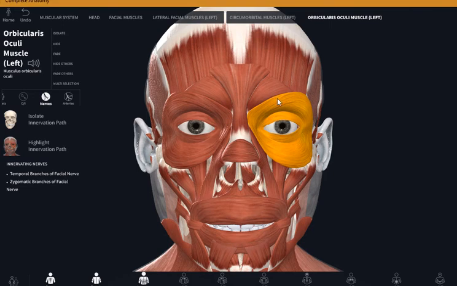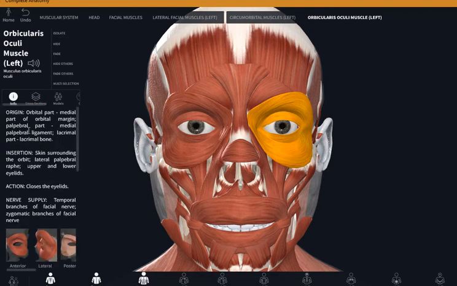The origin, you see that it is around the orbital plate. So we have the different information here. We have the origin, the orbital part, the medial part of the orbital margin, all that. The insertion is all through here. The insertion will be on the skin located here, and the action is that it closes the eyelid. When you want to close the eyelid slowly, it's going to use the palpebral part. When you want to close the eyelid strongly, you use the orbital part.